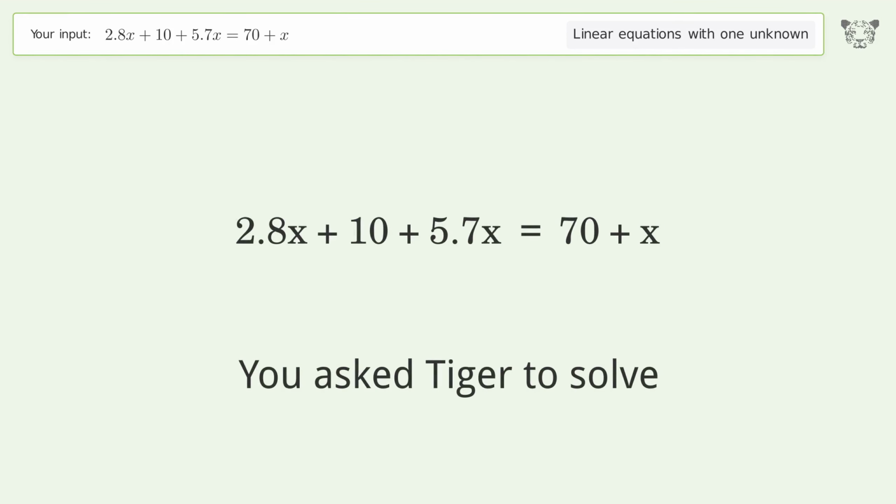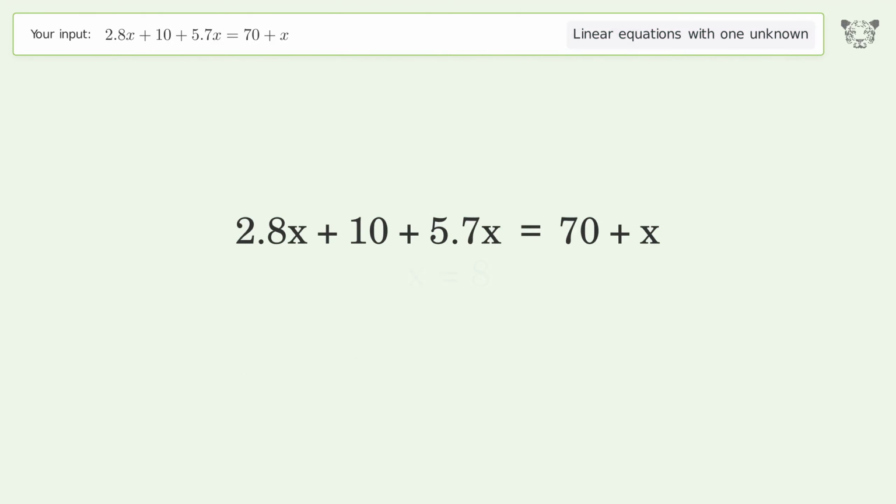You ask Tiger to solve this. It deals with linear equations with one unknown. The final result is x equals 8. Let's solve it step by step.